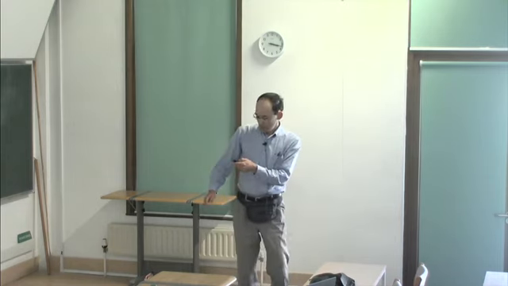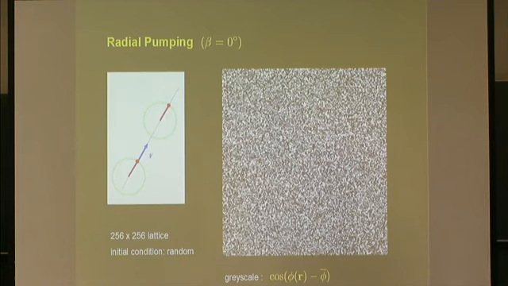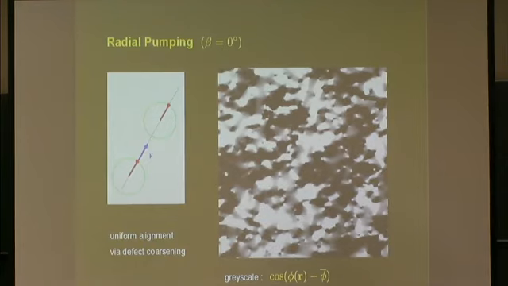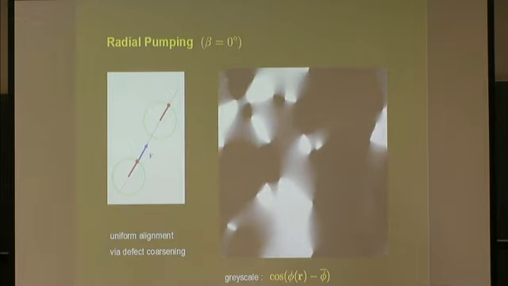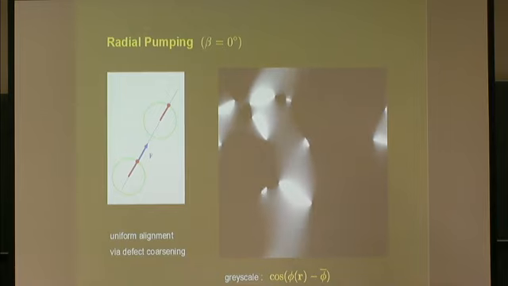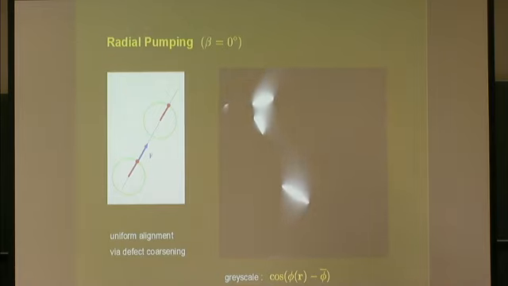So we solve this original equation on a two-dimensional square lattice, 256 squared, with a random phase as the initial condition. What we show is the cos of the phase minus the mean of the phase. So when we start from the random condition, we get pairs of topological defects that annihilate by collision. So finally, the system becomes completely uniform, orientation ordered.